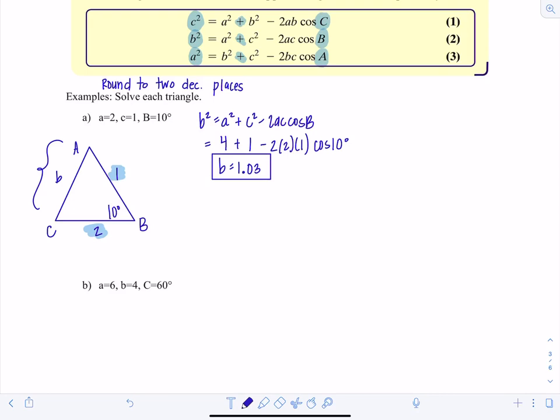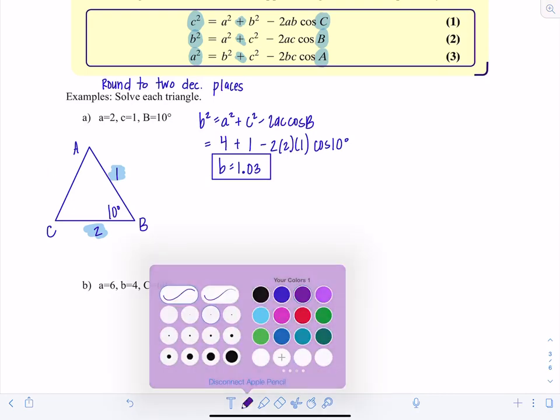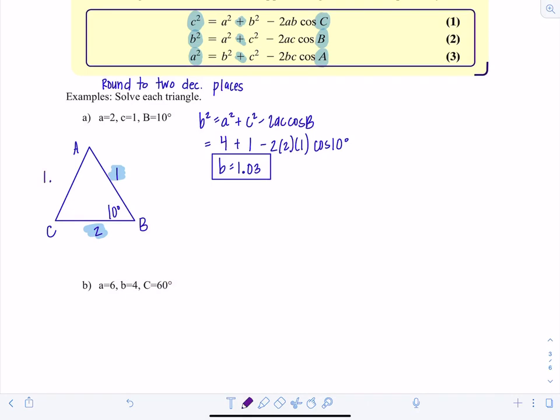Okay, so side b, let's go ahead and label that in the triangle now. I know that that is 1.03. Okay, now I need to find the remaining angles here. So I need to find angle A and angle C. Now, when doing this, you want to be strategic. You want to find the smaller angle first if you're going to use the law of sines.